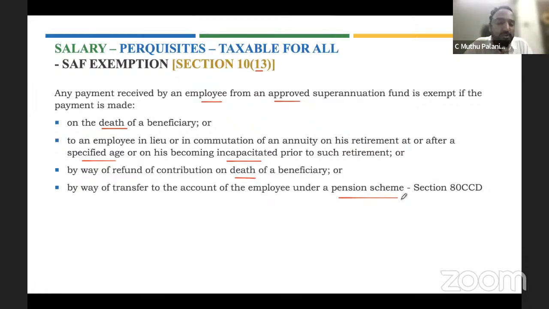So in all these situations, it is not during employment, not during retirement. You have to remember only two things: not during retirement, not during employment. So these two are not allowed. So during this, it is completely taxable. It is 100% taxable. What we are saying is only situations where it is beyond this, so death or incapacitation, it is basically taxable.